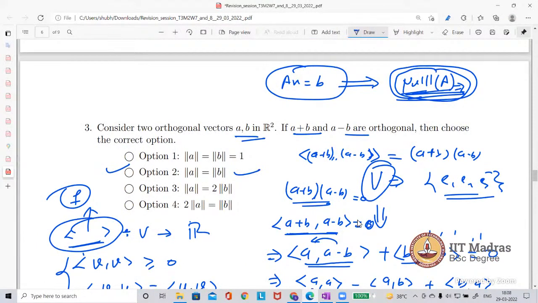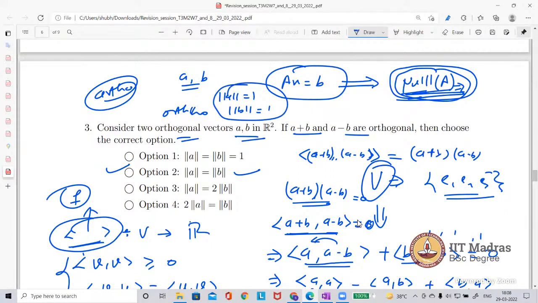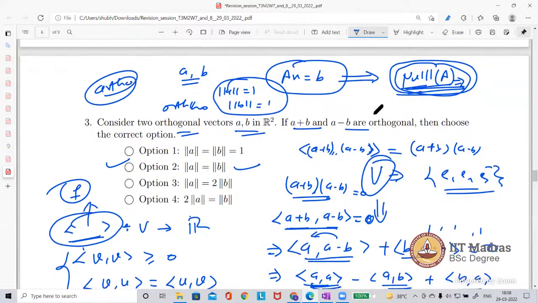For the first option, nothing is said about it. If the term orthonormal were stated here, then it would be correct. Otherwise, there is no orthonormal. Orthonormal means vectors have norm 1. If two vectors A and B are said to be orthonormal, it means these two are orthogonal and the norm of A equals 1 and the norm of B equals 1.